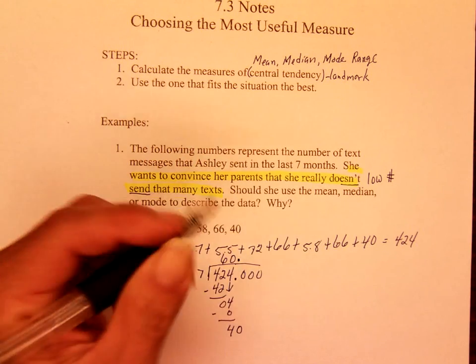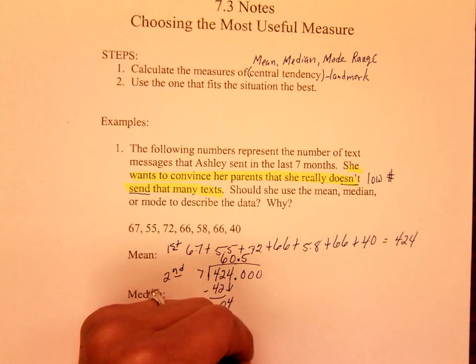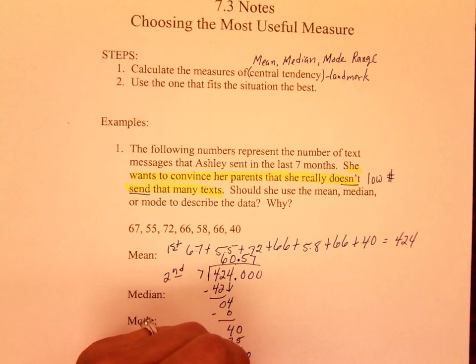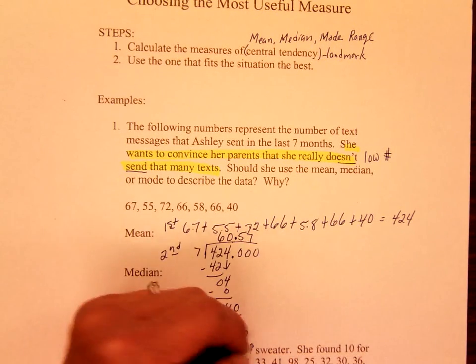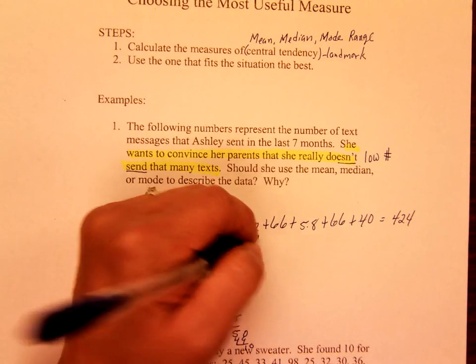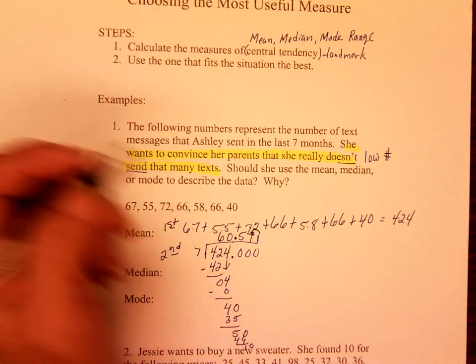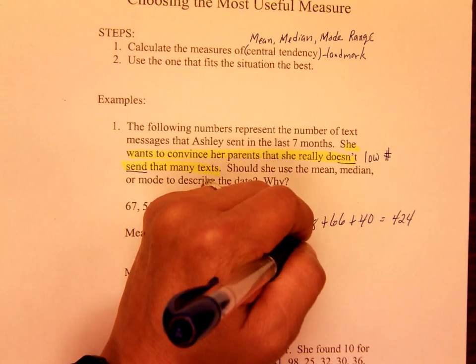7 goes into 40 5 times, which is 35, subtract, and you get a 5. Bring down, 7 goes into 50 7 times, which is 49, subtract, and you get a 1. And the last number, 7 goes into 10 once. This 1 is going to tell this 7 to stay, so the mean would be 60.57.